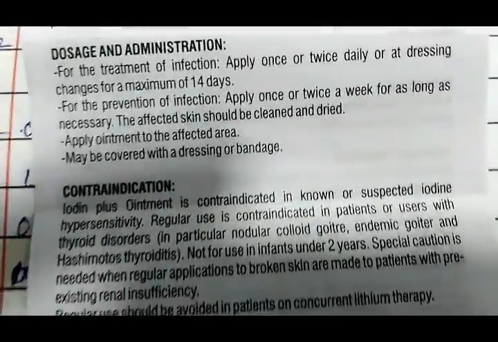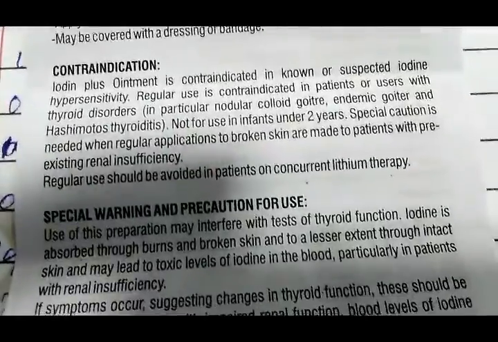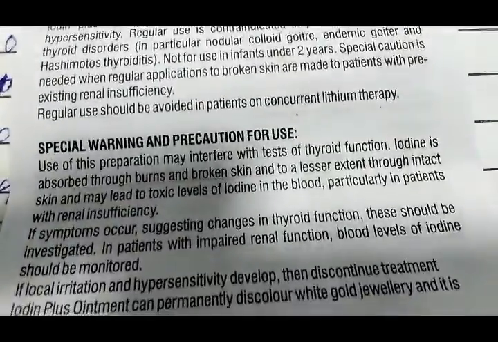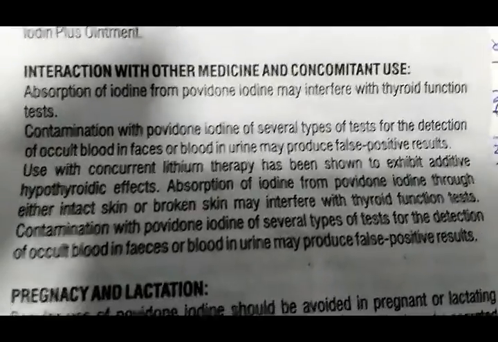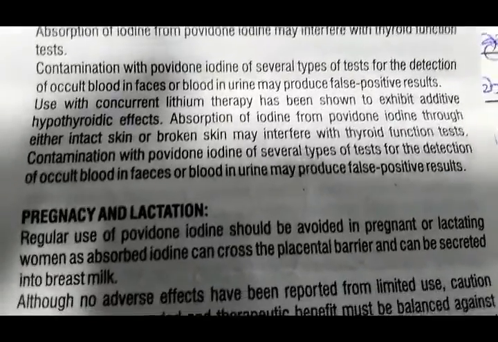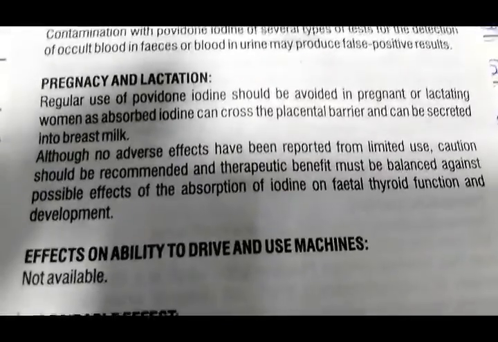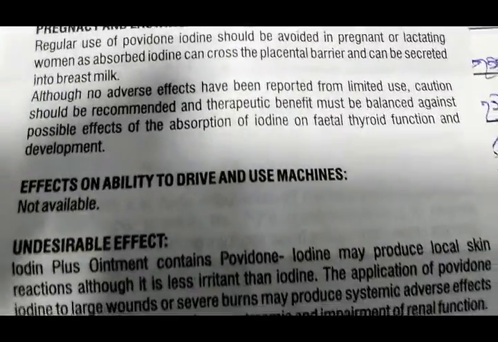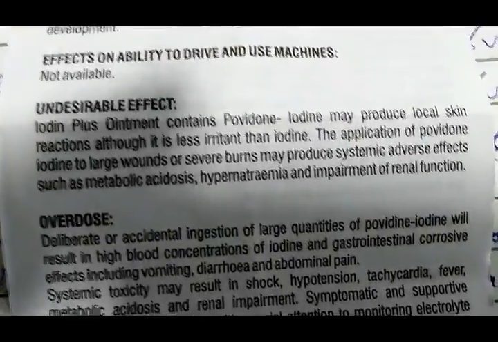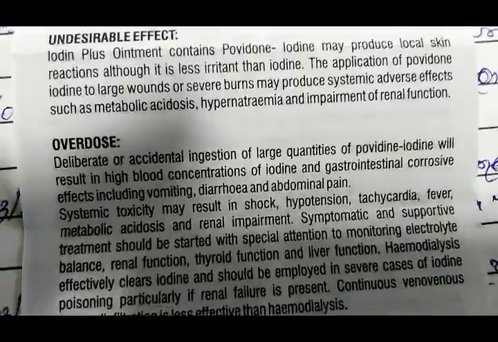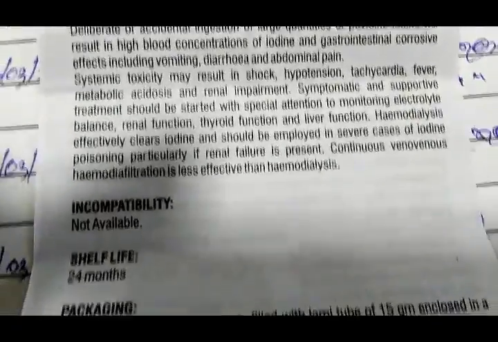Pharmacodynamics. Pharmacotherapeutic group: antiseptic and disinfectant. Iodine Plus Ointment contains povidone iodine, which is a stable chemical complex of polyvinylpyrrolidone and elemental iodine. Iodine Plus Ointment shows non-selective broad spectrum germicidal action and acts as a bactericide, fungicide, sporicide, amoebicide, and insecticide.